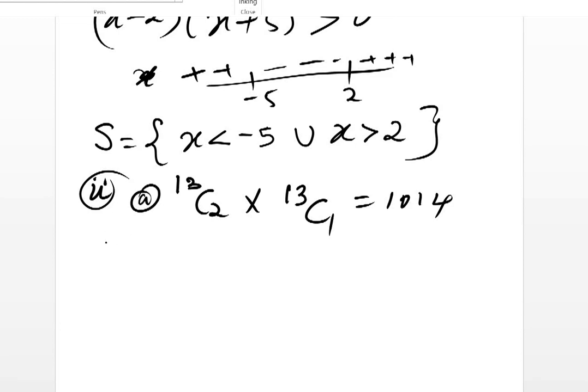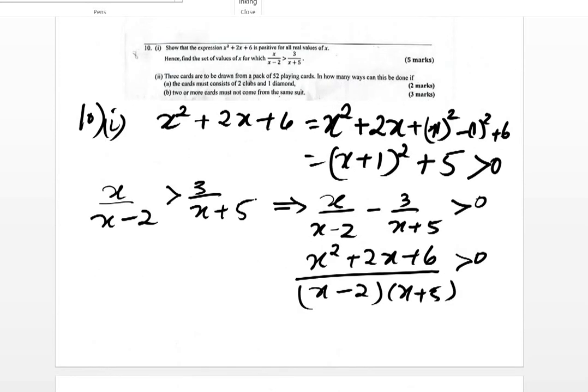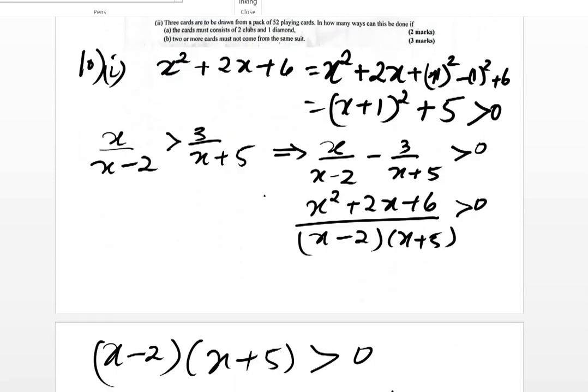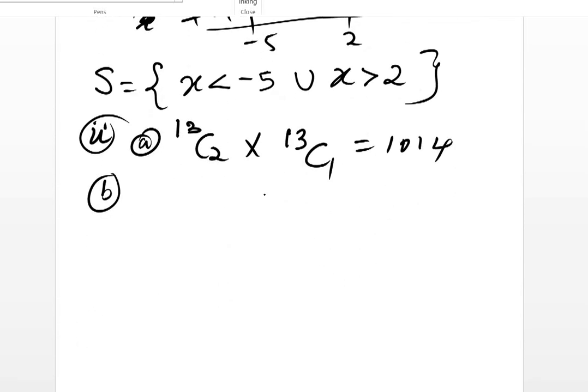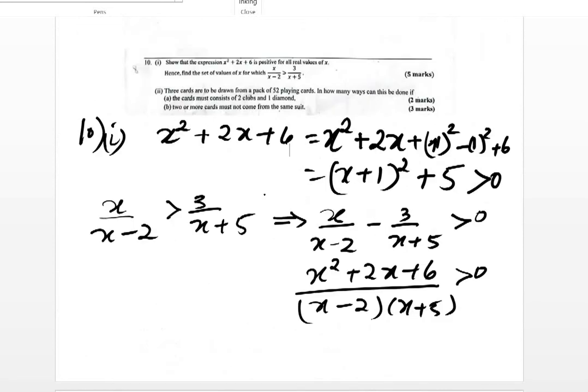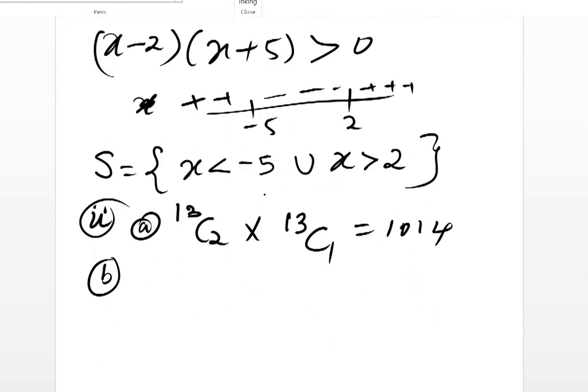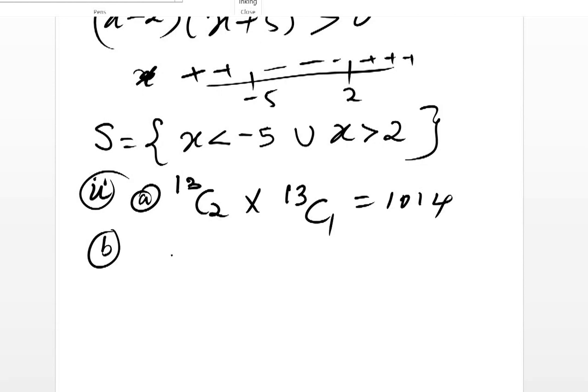And the B part there, let me scroll and read. The B part there, 2 or more cards must not come from the same suit. Okay, so if you have to do those combinations where 2 must not come from the same suit, 3 cards are to be drawn and 2 or more must not come from the same suit. 2 or more must come from different suits.